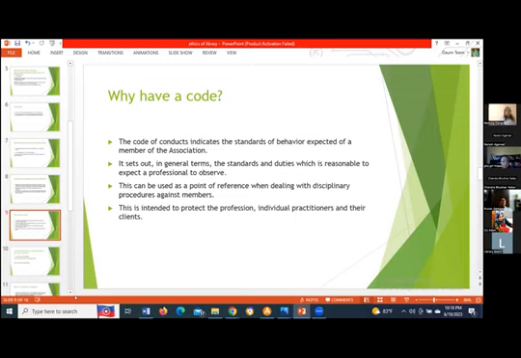We have a code. The code of conduct indicates the standards of behavior expected of a member of the association, to set out in general terms the standard and duties which is reasonable to expect a professional to observe. This can be used as a point of reference when dealing with disciplinary procedures against members. Thus it is intended to protect the profession, individual practitioners and their clients.